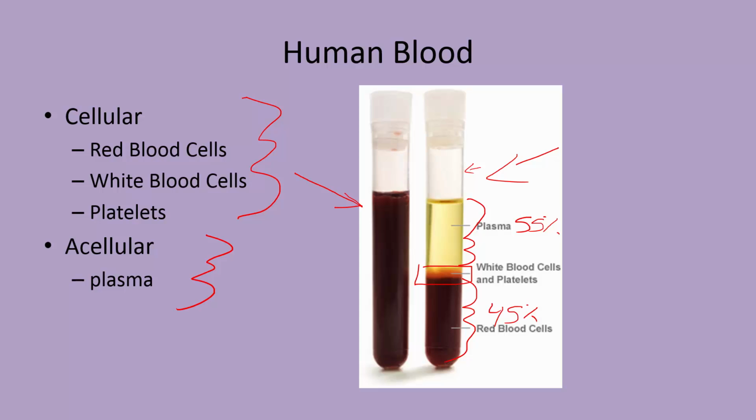So now you're probably saying, well, if this is 55 and that's 45, what is this guy? Does he actually get a percentage? And the answer is yes. This white blood cell layer and platelet layer is less than approximately 1% of our total volume of blood. Okay? And let me write that the correct way, 1%. All right, so roughly 1% or so, or less than, is this layer, okay, made up of white blood cells and platelets. 55% is plasma, 45% is red blood cells.